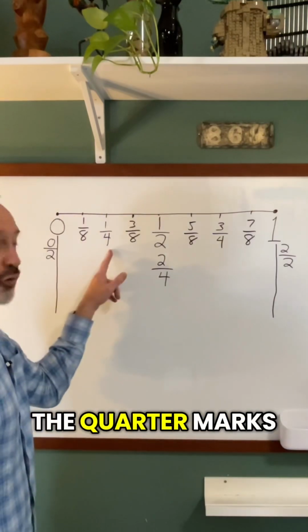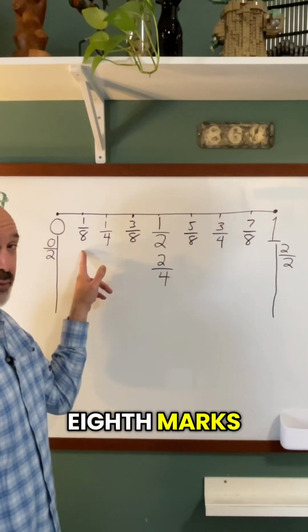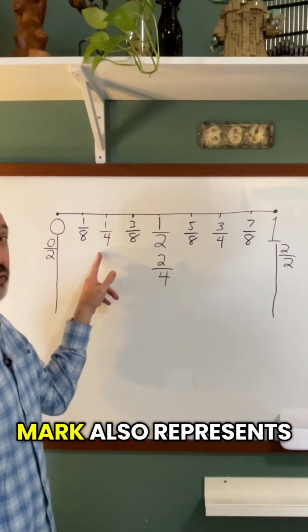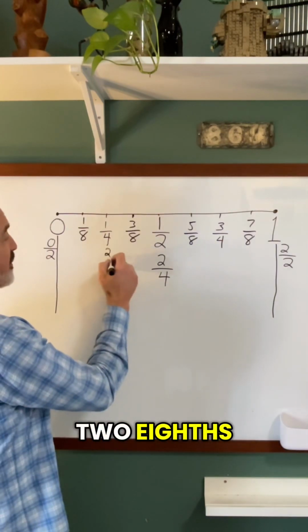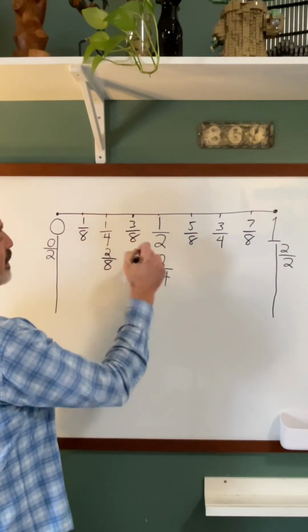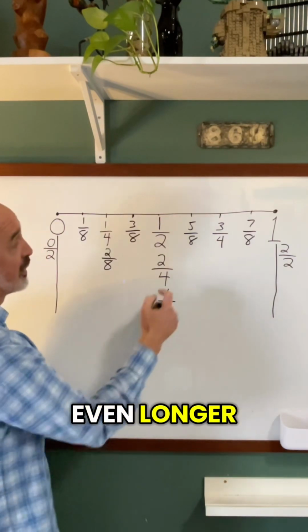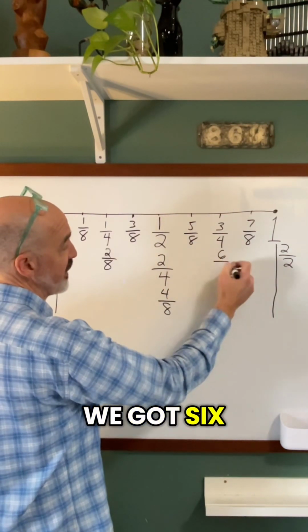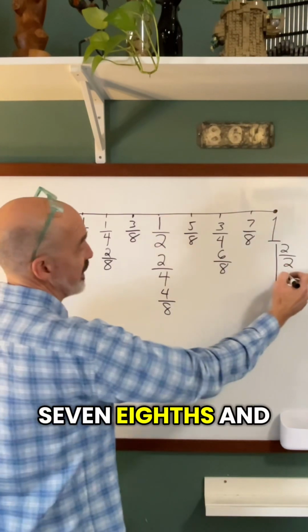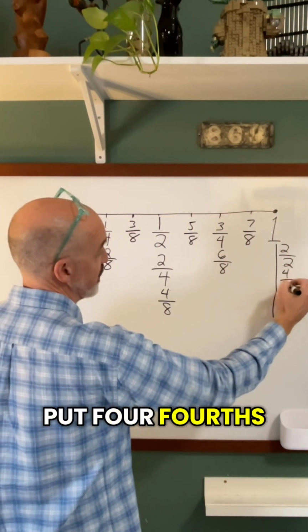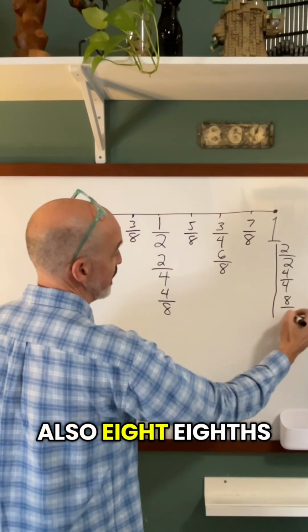Now, why are the 1/4 marks longer than the 1/8 marks? Because this 1/4 mark also represents 2/8 and 4/8. So half's getting even longer, 5/8. Now we got 6/8, 7/8, and over here I forgot to put 4/4, but it is also 8/8.